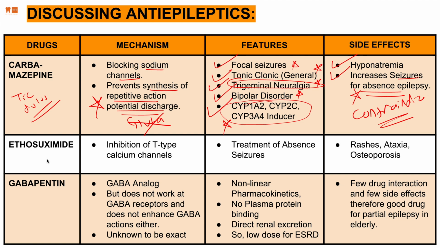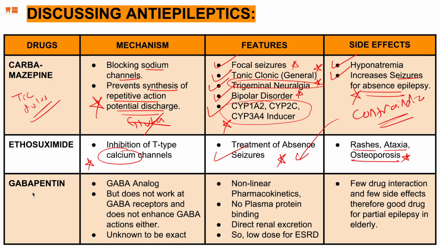Next one is ethosuximide. The inhibition of T-type calcium channels. Remember the big diagram from that previous slide, guys? It prevents calcium channels from activating. It treats absence seizures. So whatever carbamazepine cannot, ethosuximide will. It leads to rashes, ataxia, and osteoporosis. Remember systemic involvement that we used to talk about in side effects?